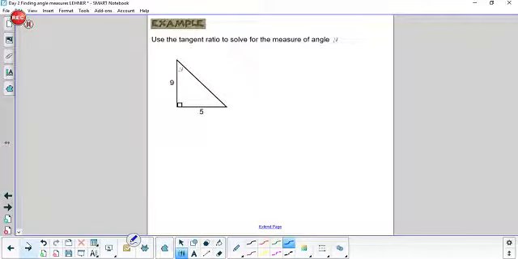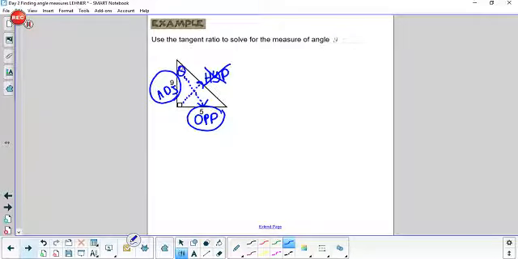In this particular question, it's telling us to use the tangent ratio. Let's see why we are told to use the tangent ratio. Across from the 90 degree is the hypotenuse. Angle theta was in this corner. Across from angle theta is our opposite side. Adjacent is beside the angle. There is nothing on the hypotenuse. Opposite side is 5, adjacent side is 9. This is why we are using tan.